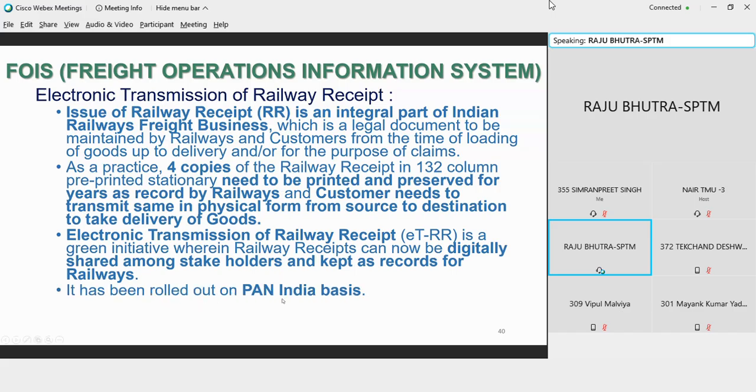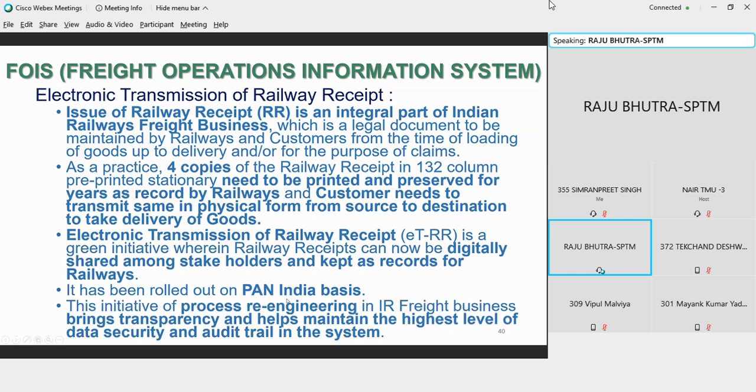It has been rolled out on a pan-India basis. This initiative of process re-engineering in the IR freight business brings transparency, helps maintain the highest level of data security, and provides an audit trail in the system. So, a lot of transparency has come after the advent of this, and the highest level of data security and audit trail is maintained.